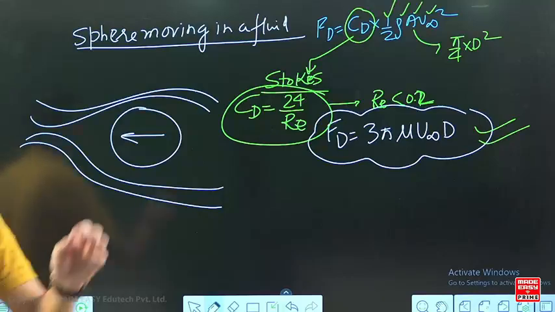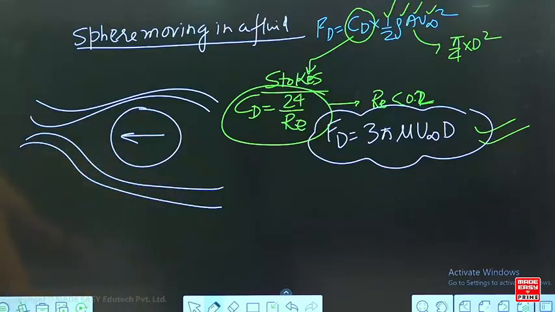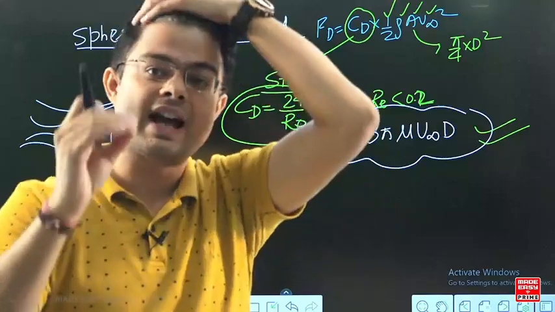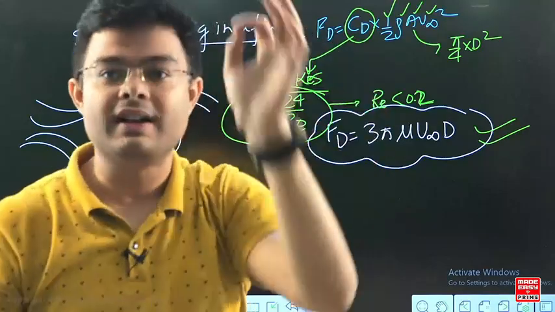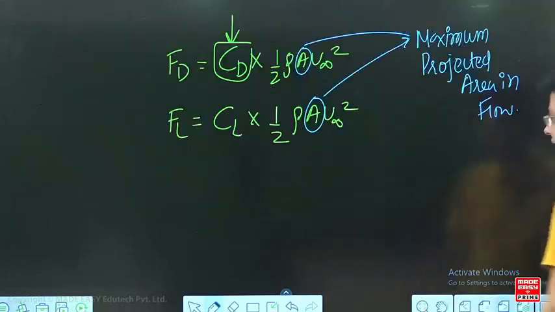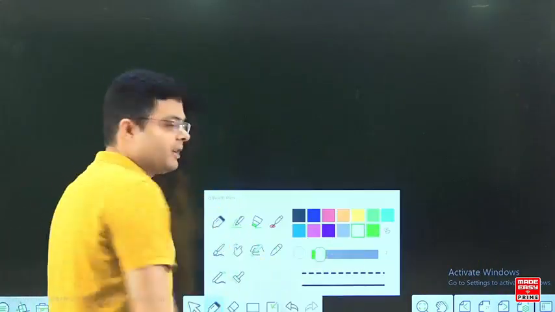So what is the formula for drag acting over a sphere? Come on guys. What is the formula for the drag acting over the sphere? The drag acting over the sphere is 3 pi mu u infinity into diameter. Let me teach you one last thing also.